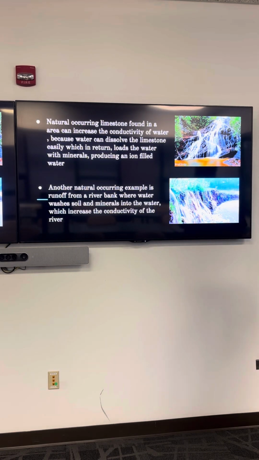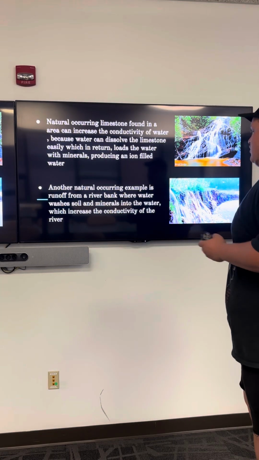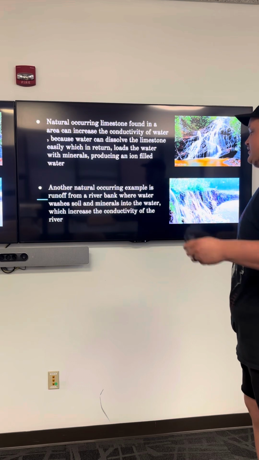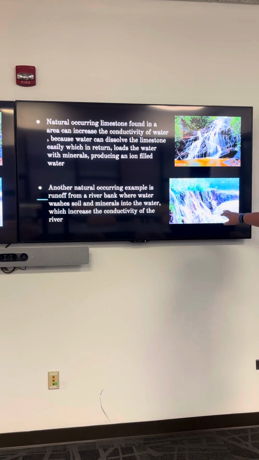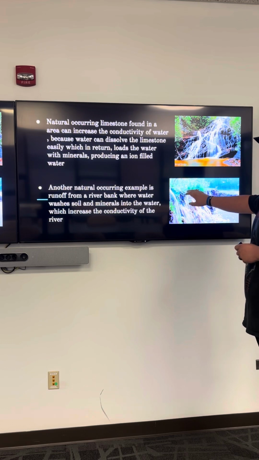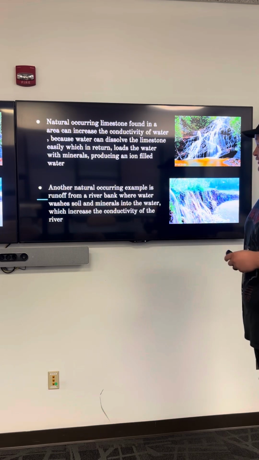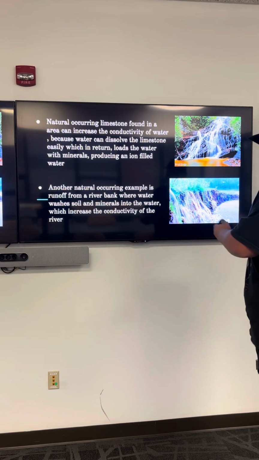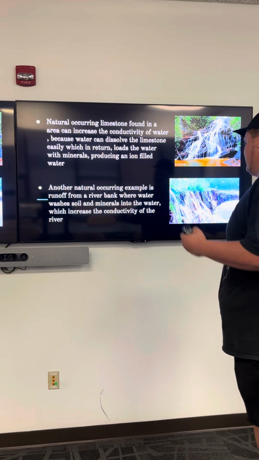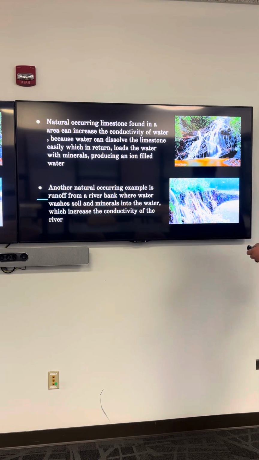Another natural example is runoff from a riverbank, where water washes soil and minerals into the water, which also increases the conductivity of the river. Like I stated previously, it's about what is in the water, not the water itself. As it's washing off soil and the minerals found within the soil, it can get in the water and be conductive, like nitrogen and phosphate and a bunch of other things that can pollute the water.